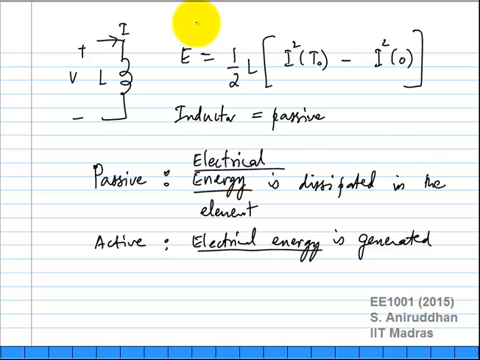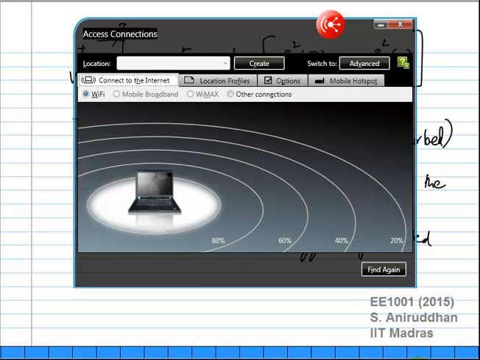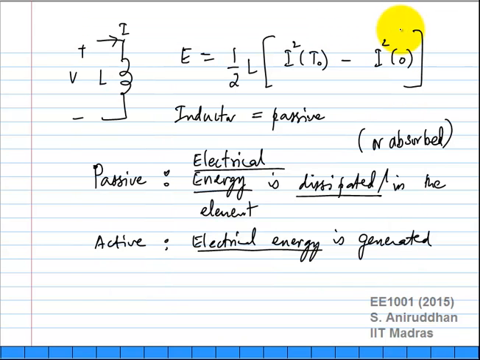So I'll modify this slightly: dissipated becomes absorbed, because dissipated is true for a resistor, not necessarily true for an inductor and capacitor. Now what about an active element? An active element is one where electrical energy is generated. You already know about these kinds of electrical elements. Voltage sources and current sources are examples of active elements.